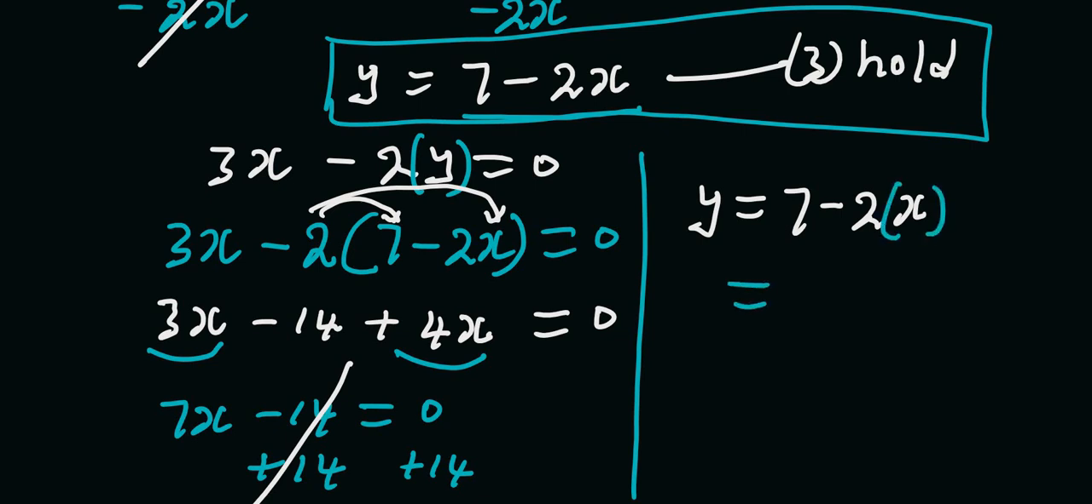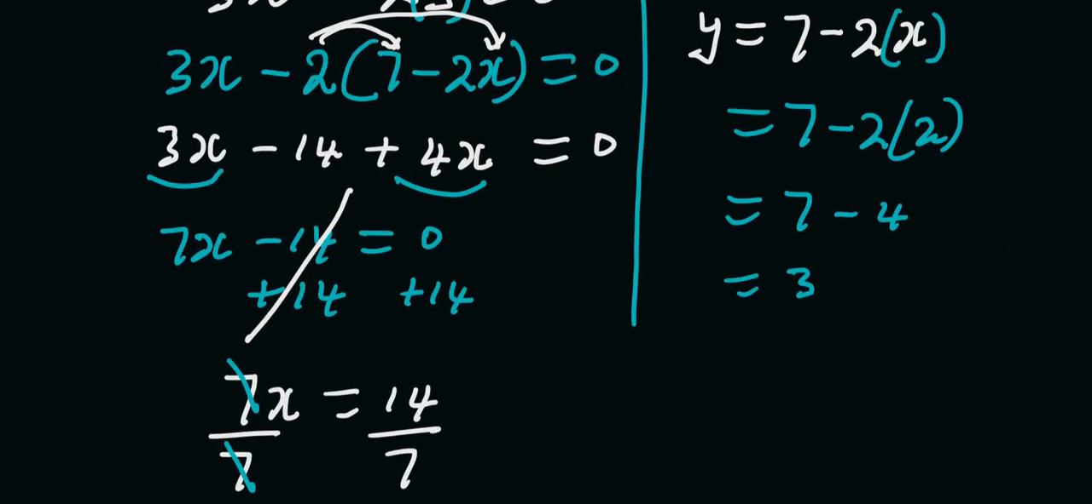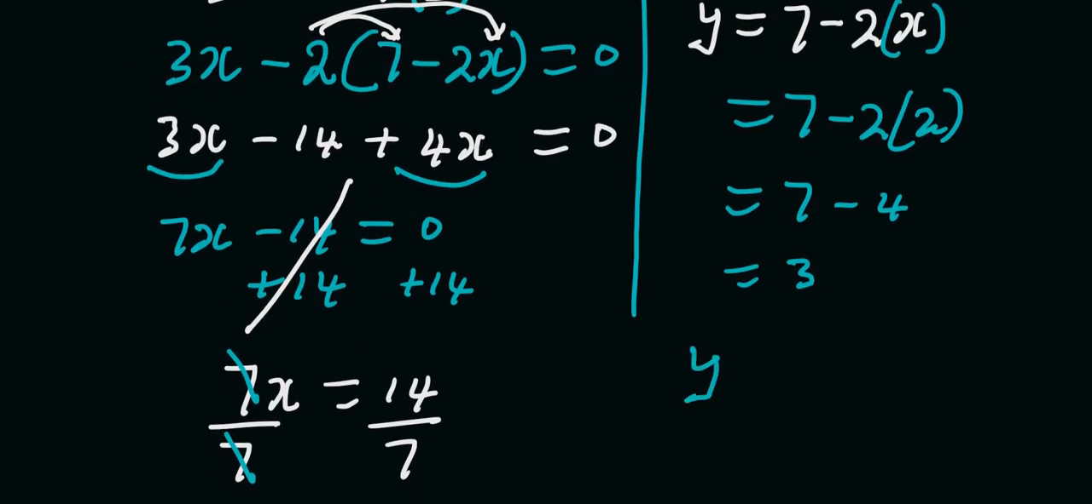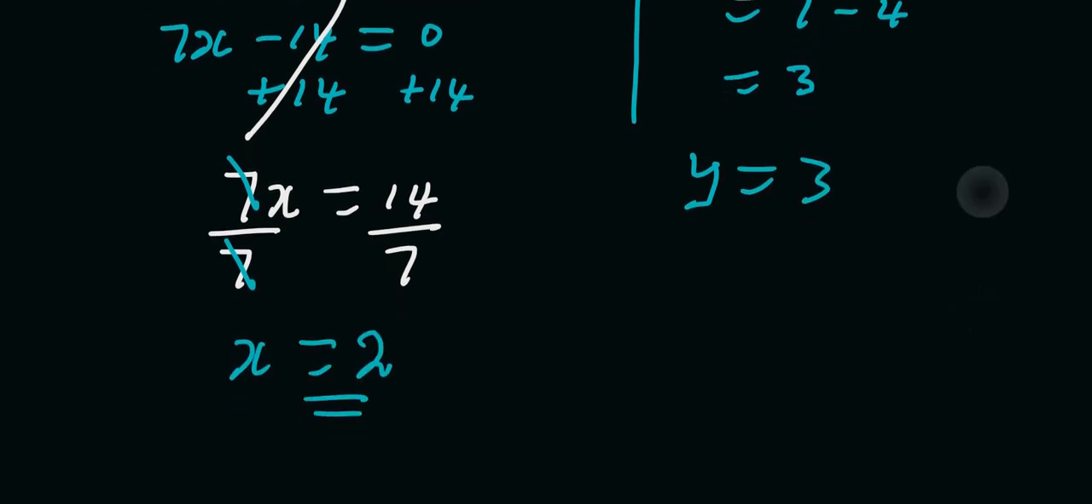Good. So this will be equals to 7 minus 2 times 2 equals to 7 minus 4, because -2 times 2 is -4. And 7 minus 4 is 3. Therefore, y is equal to 3. So remember, we found our x to be 2 and y is equal to 3.